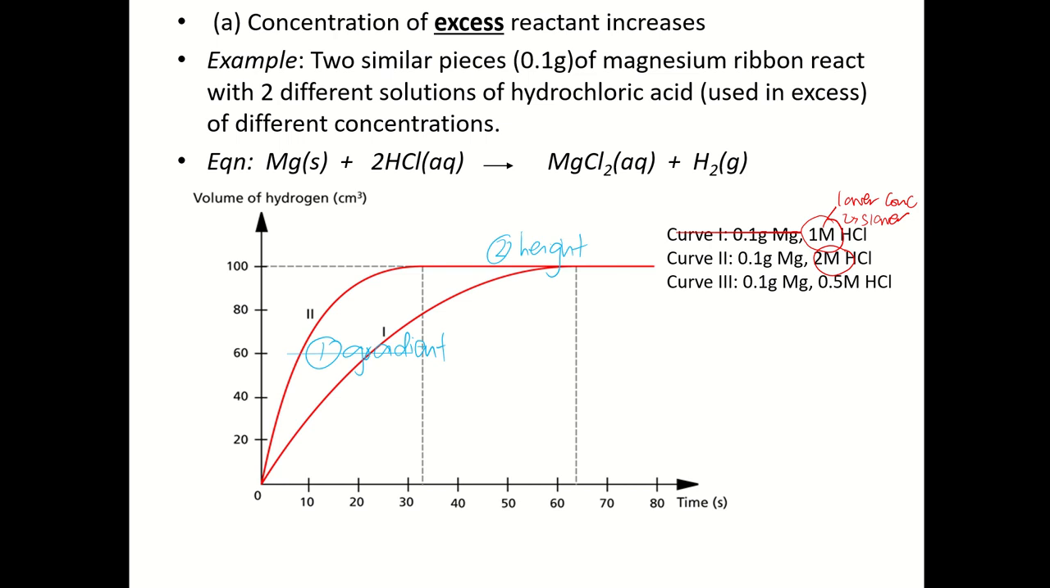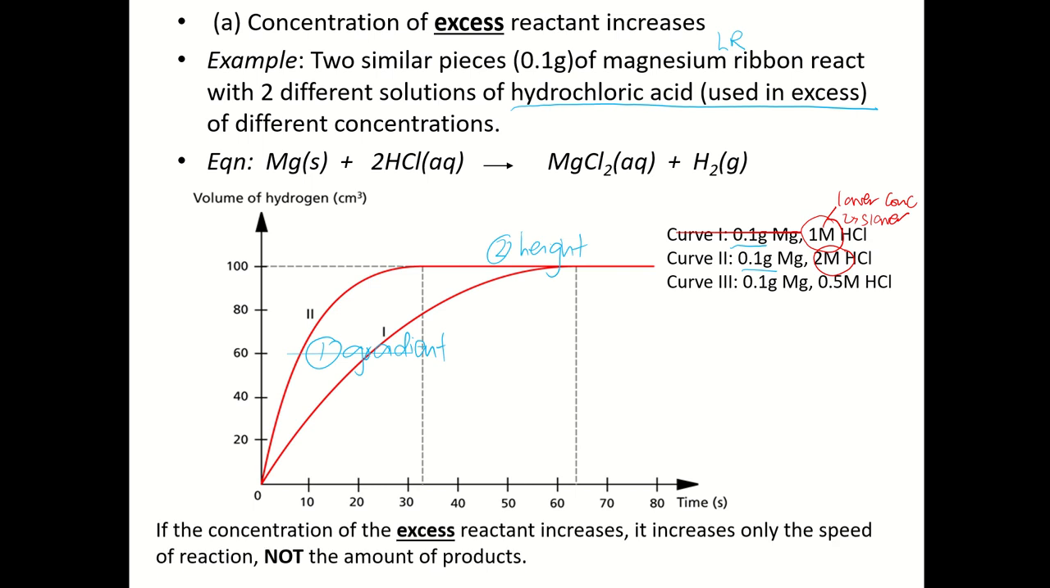So if I look at this reaction, hydrochloric acid is used in excess. That means your limiting reagent is your magnesium ribbon. And since you are using the same mass of magnesium, you have the same amount of limiting reagent. So even when you change the concentration of acid, which is used in excess, it will only increase the speed. It should not affect the amount of product formed.